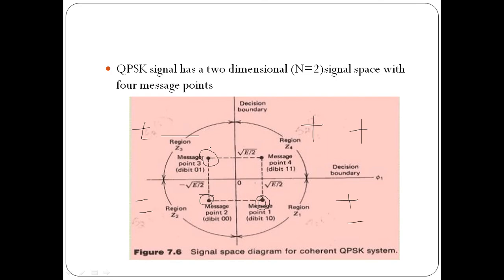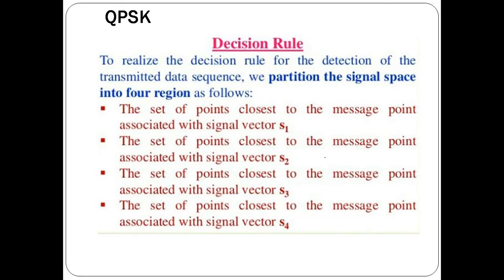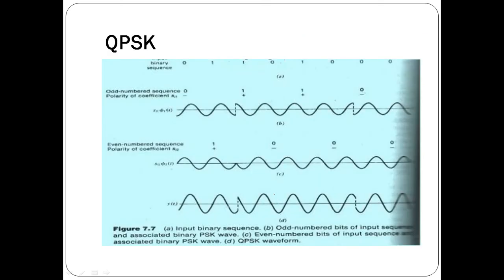So these four regions, how can I separate them? With two boundaries. I am taking phi 1 as a decision boundary, and I am taking another decision boundary, phi 2, which separates the four regions. So message point 1 is in region Z1, message point 2 in Z2 region, message point 3 in Z3 region, and message point 4 in Z4 region. So what is the decision rule? The set of points closest to the first message point is associated with the first vector, the Z1 region. Like four rules.